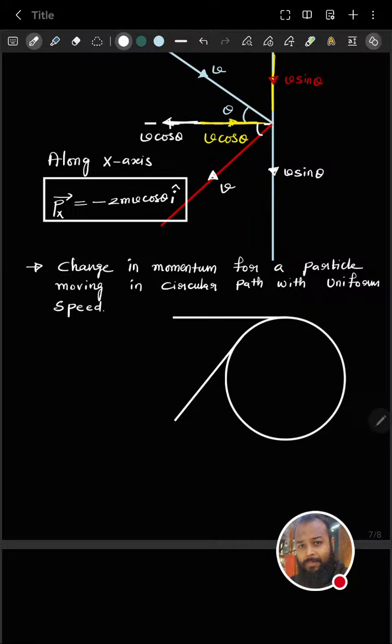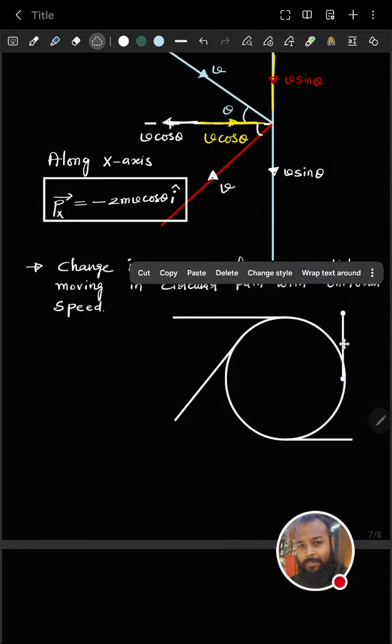This is the direction of velocity here. So velocity direction will keep on changing, but the magnitude of velocity remains same. So that means here momentum is changing. Okay, momentum is changing here, right? So how to find out the change in momentum?